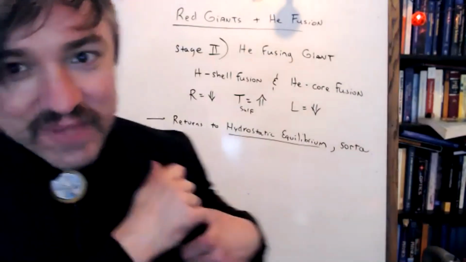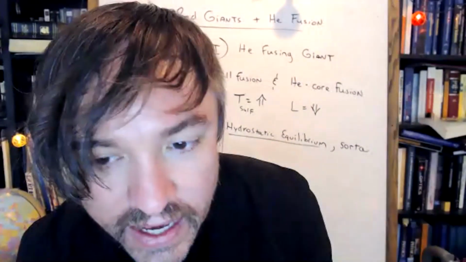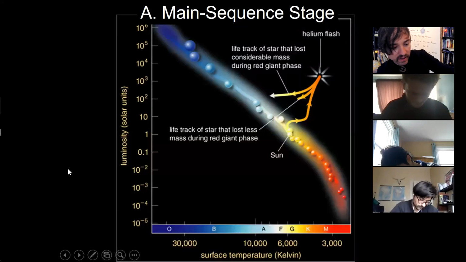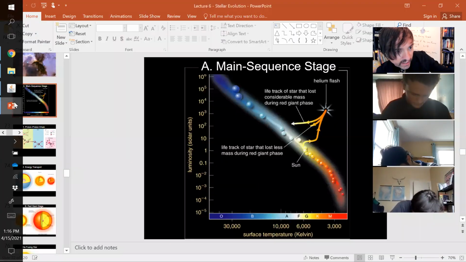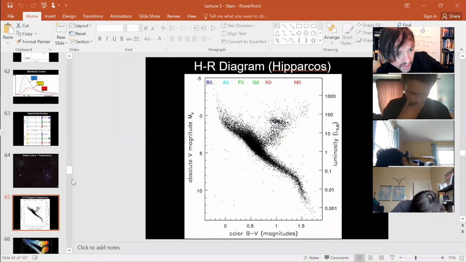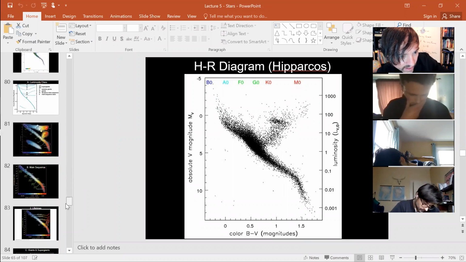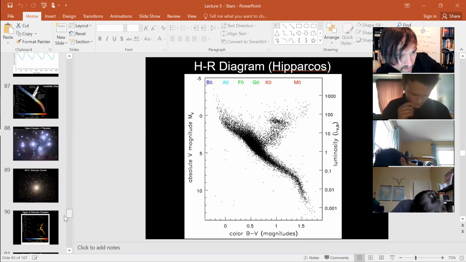Okay. I want to talk for a minute about the sorta because it's kind of interesting. There is a zone, and I need to go to my star lecture for this. There is a zone on the HR diagram. I know I have a slide on this right here.